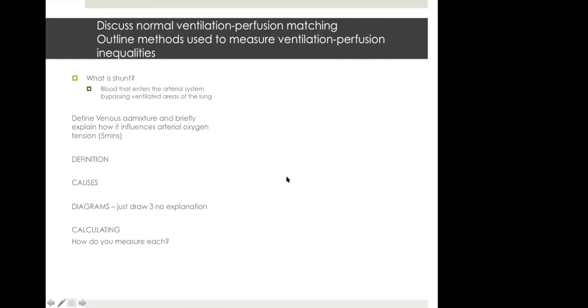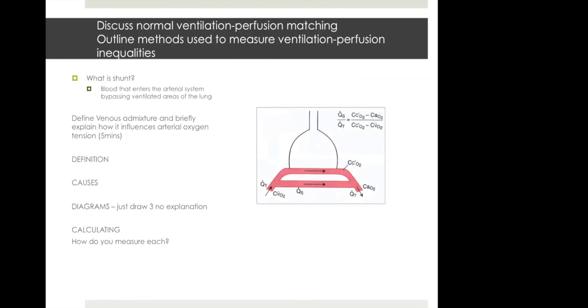So that goes back to the local VQ mismatches in the different lung units, where there's more perfusion, particularly towards the bases, and proportionally less ventilation there. I'm trying to describe the graph, but essentially at the base of the lungs, you have more perfusion and less ventilation. At the top, at the apices, you have more ventilation, but less perfusion.